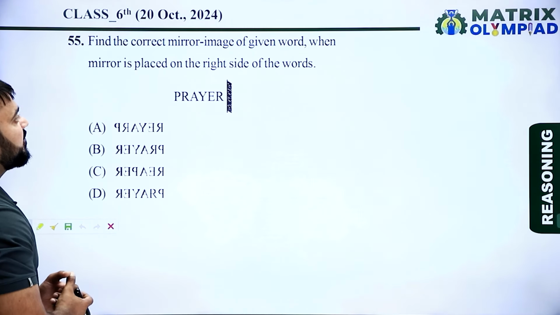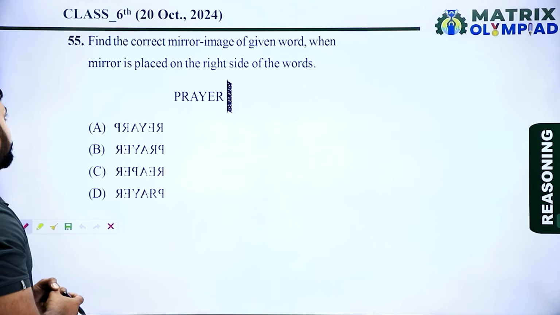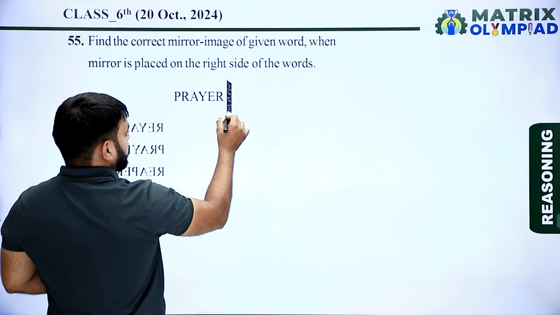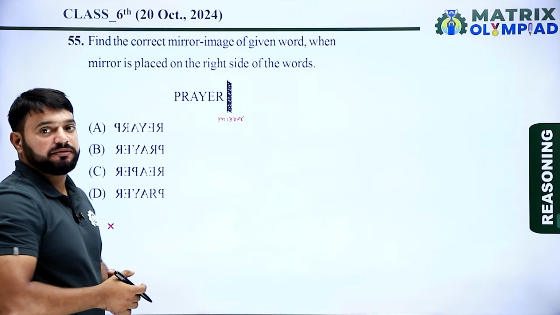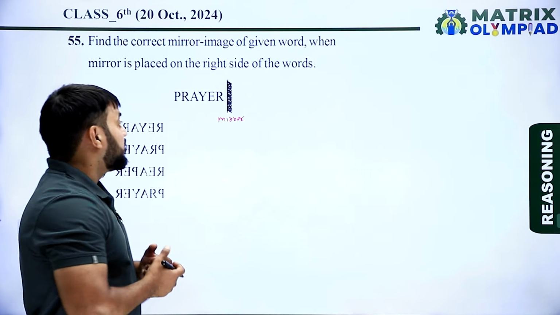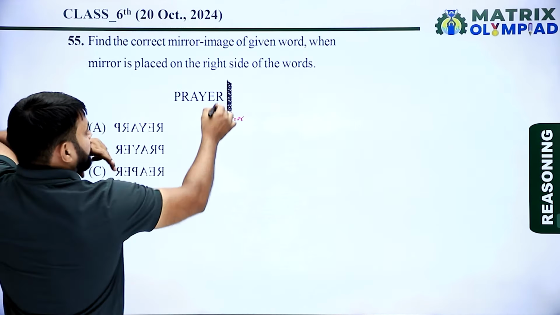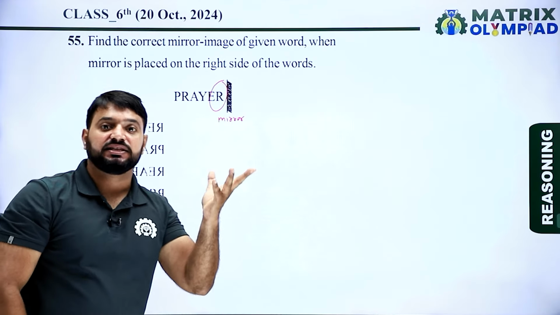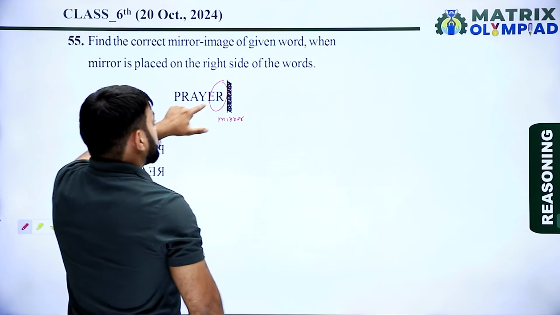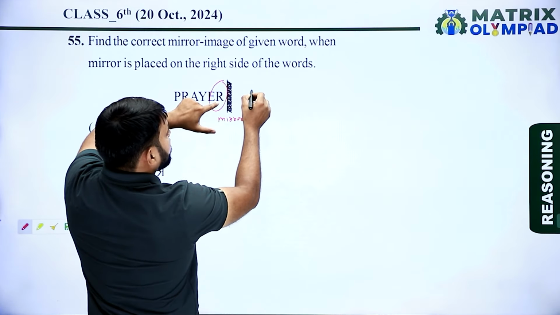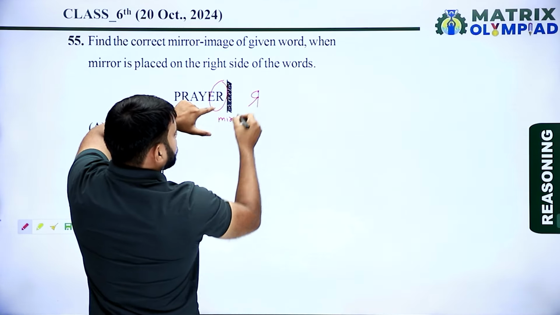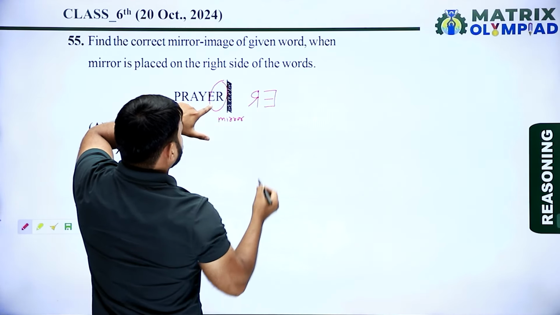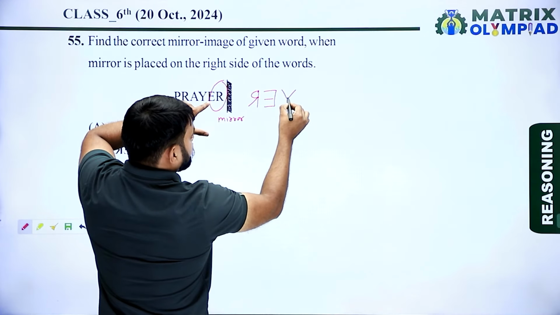Find the correct mirror image of the given word when the mirror is placed on the right side of the words. Now here is the mirror, and find the mirror image of the given words. So the words which are near to the mirror will remain near the mirror in the mirror image. So first find the mirror image of R. So the mirror image of R looks something like this. And now find the mirror image of E. So this is the mirror image of E, and this is the mirror image of Y.